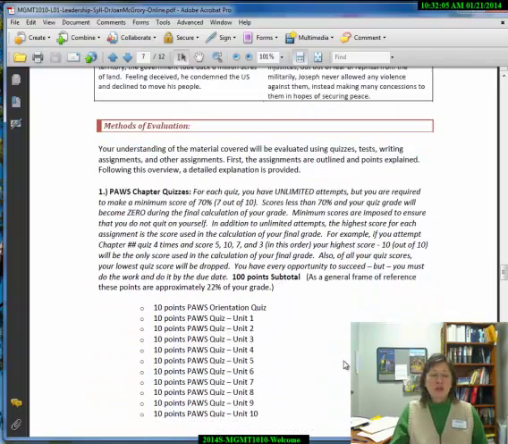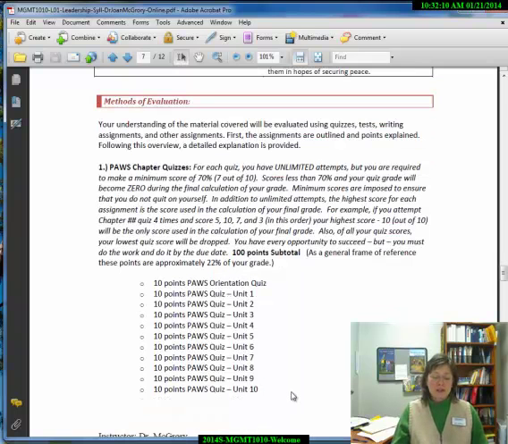But here's what you're most interested in: methods of evaluation. You're going to have quizzes throughout the semester, okay? These quizzes have due dates. They are in the pause system, and very important that you do them. One thing I want to point out to you is that I'm a pretty nice guy, right? You have unlimited attempts on those quizzes. You can take them over and over and over with no negative impact on your grade. The only score that I record is your highest score.